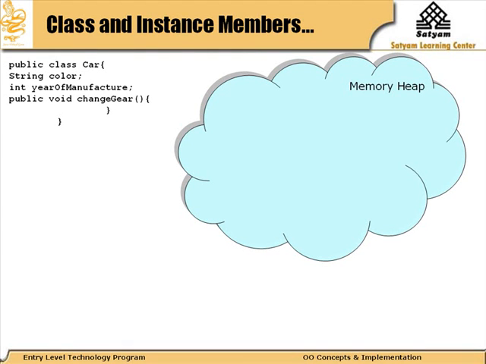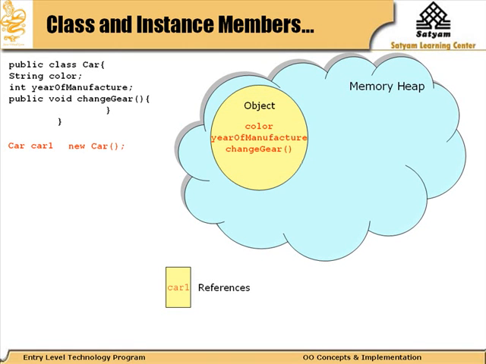Now let's look at how an object and its instance members are created. Here I have a class Car, same as what we have seen in the previous slide. car1 is an instance of class Car which can hold a reference of a Car object. Now, how does an object of Car get created? When I say new Car, the JRE creates an object of Car and returns the reference or address to car1.